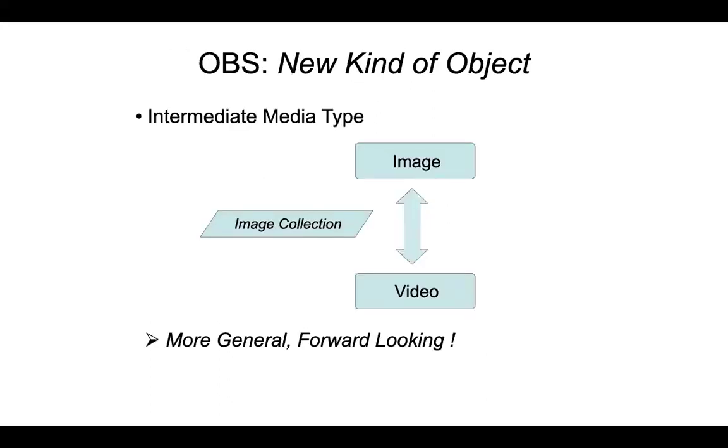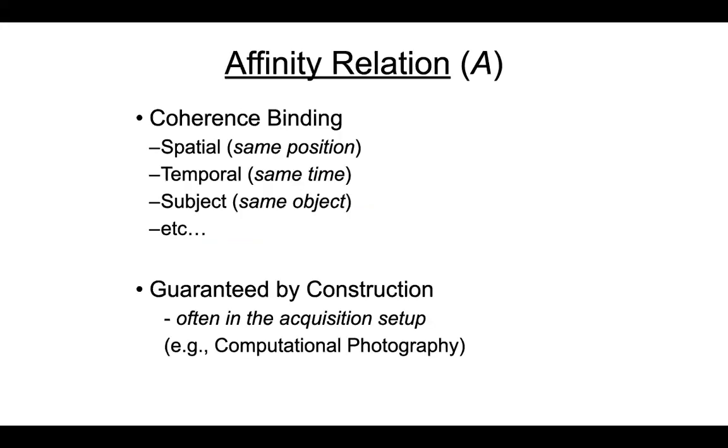And so this is a new kind of object because it's a sort of an intermediate media type. Because it's not an image, it's not a video. It's an image collection. So it's a more general beast. So it's forward-looking. You are thinking about innovation in the future, right? And so to understand this, we first have to concentrate on the affinity relation.